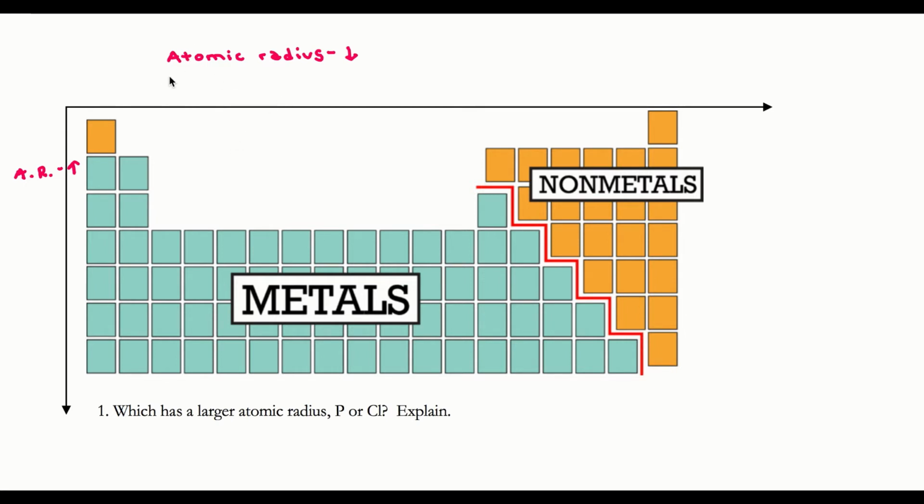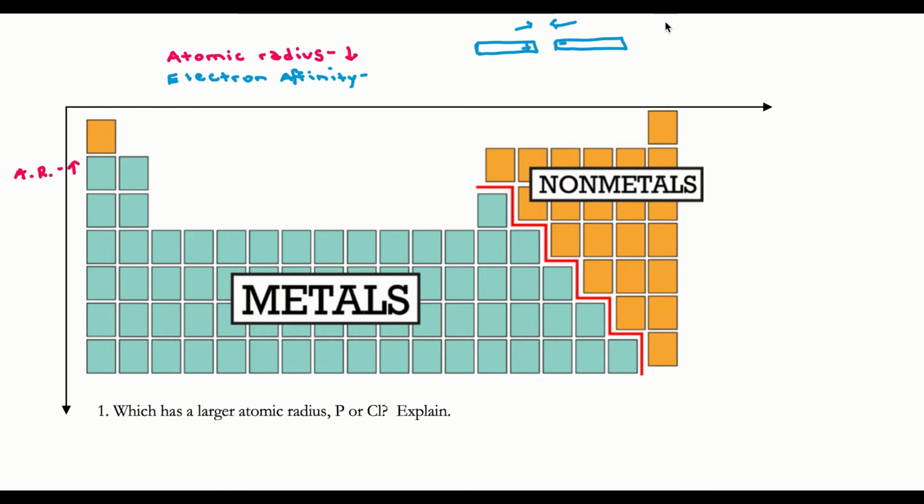The other trend that we need to talk about is electron affinity. And electron affinity is exactly what it sounds like. Electron affinity is an atom's attraction for electrons. So just like when we're talking about magnets, we put two magnets close to each other, one with a positive end, one with a negative end. The closer you get those magnets to each other, the greater the attraction is going to be. And the further apart they are, the lower the attraction is.